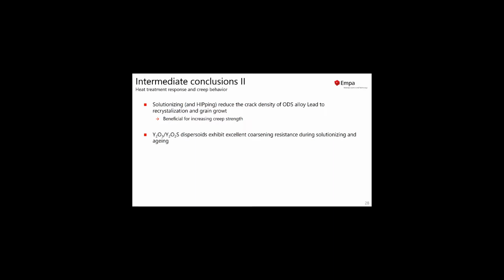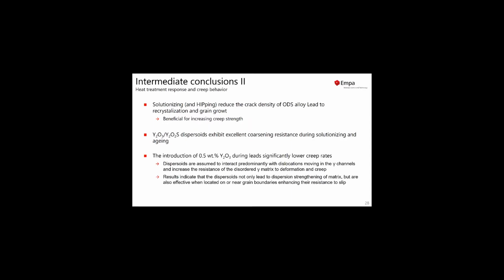We see that the dispersoids have an excellent coarsening resistance during solutionization and aging, meaning that they are temperature stable. And the introduction of yttrium oxide during laser powder bed fusion leads to significantly lower creep rates. So these dispersoids are assumed to interact predominantly with the dislocations moving in the gamma channels and increase the resistance of the disordered gamma matrix to deformation and creep.